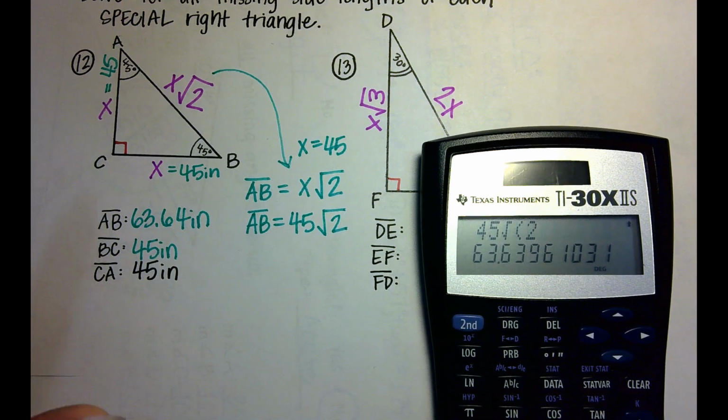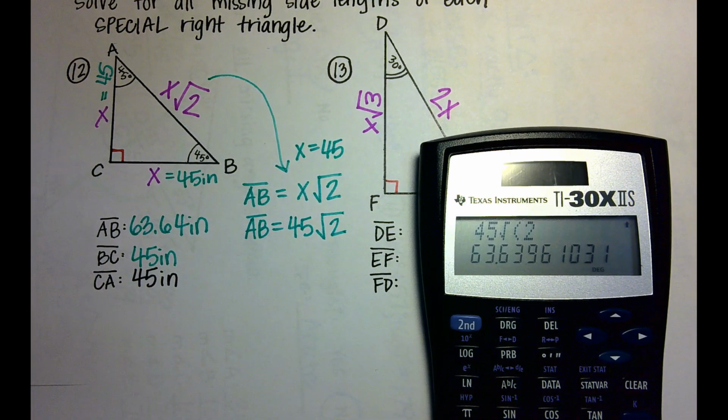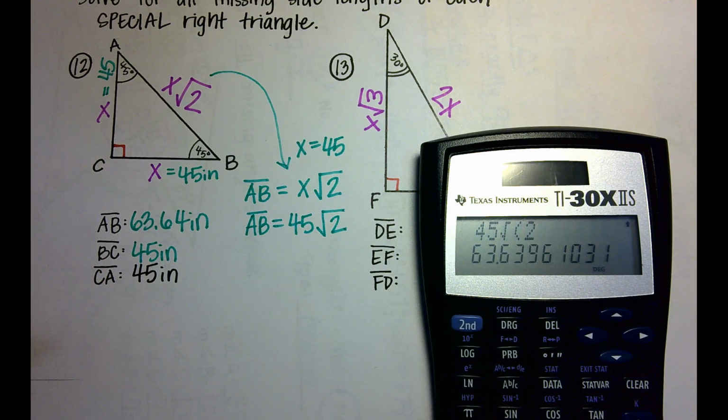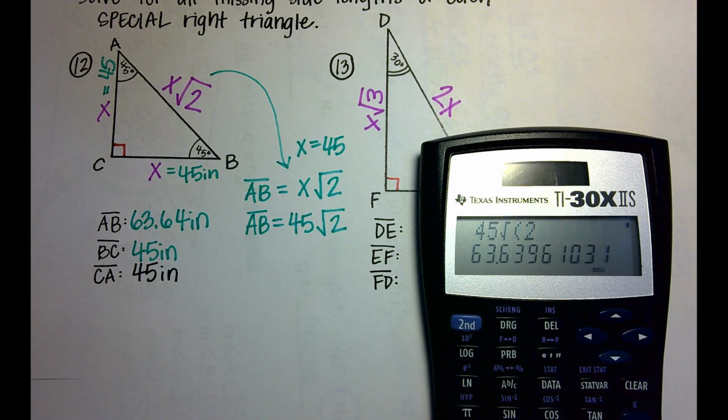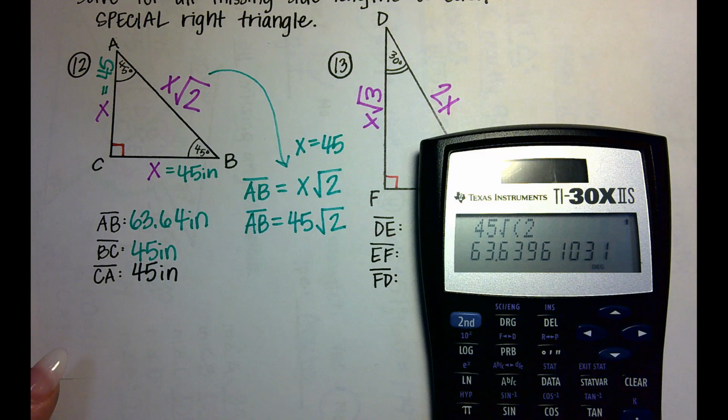One of the first things that I would suggest doing on any of these types of problems with special right triangles is figure out what your x is first. Once you know x, you can find any of the other sides.